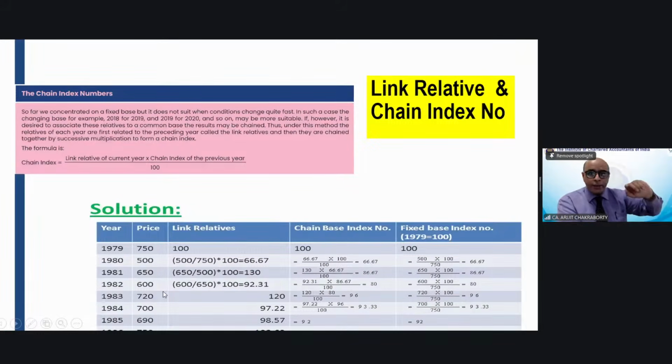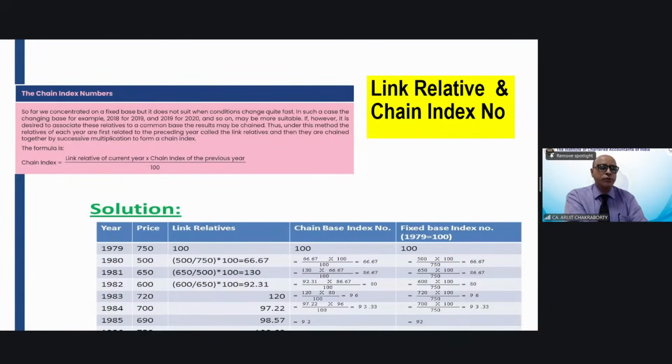Please note for 1981, now we are finding the link relative of 1981 with respect to the previous year. So link relative, we can see that for 1981, the absolute price कितना है 650, 650. 1980 का price क्या है 500 रुपए. So the link relative for 1981 we are doing now comes to 650 divided by 500 into 100. In this way, we are getting 130. So you can see all the link relatives.